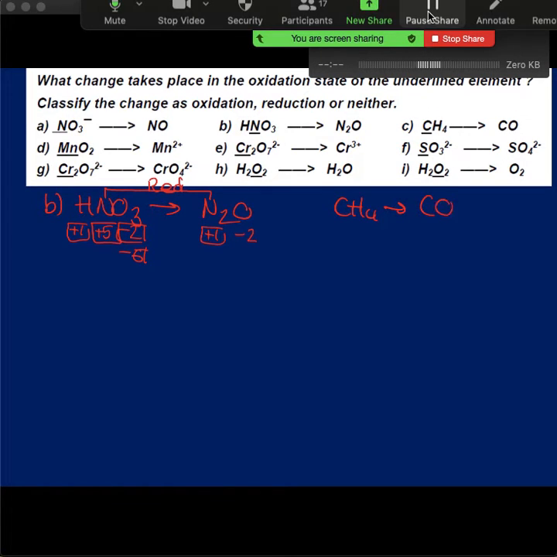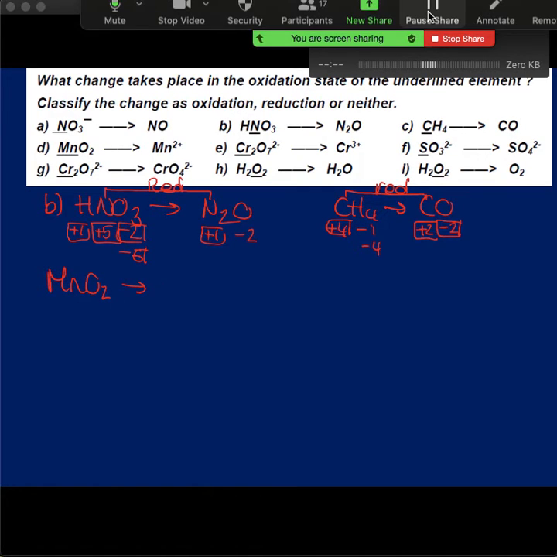CH4 to CO. Carbon monoxide has a negative 2 for oxygen and a positive 2 for carbon. In CH4, hydrogen is plus 1, there are 4 of them, plus 4, so carbon must be negative 4. So my carbon is going from negative 4 to plus 2, that is an increase, which makes this an oxidation.